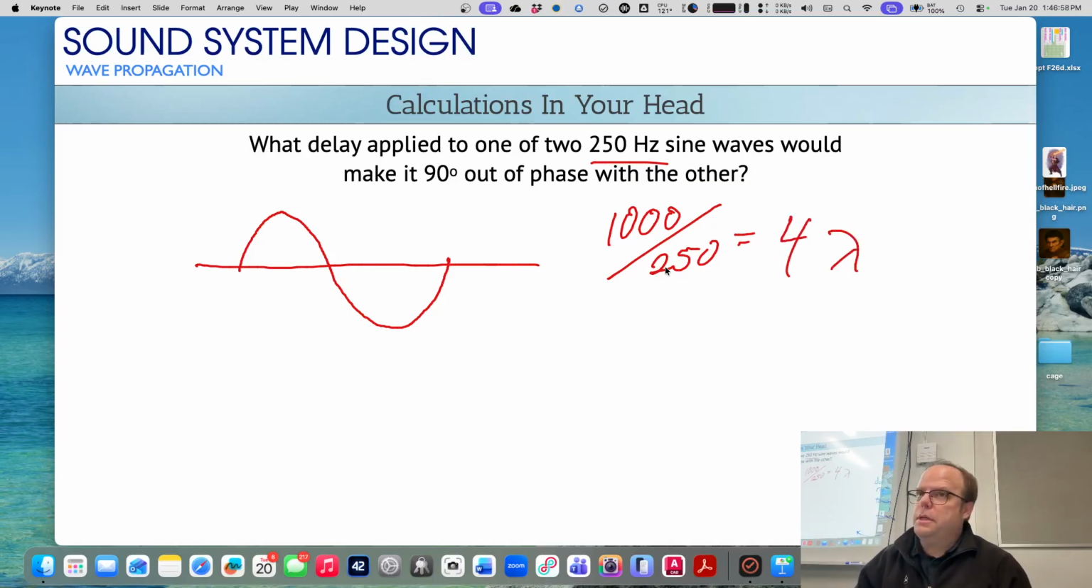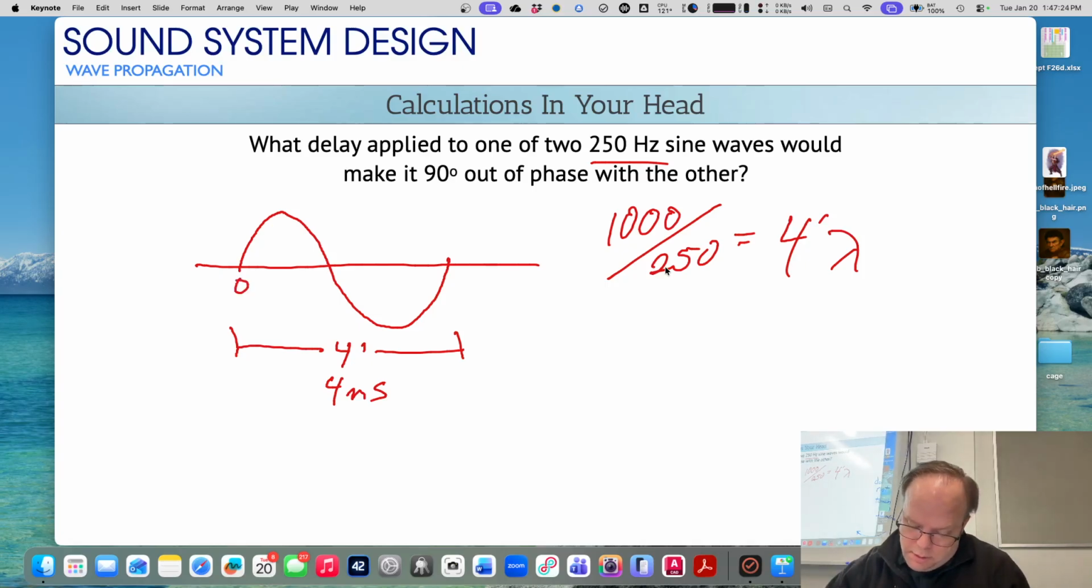And we know that it's a 4-foot wavelength. And we know that sound travels about 1 foot per millisecond when we're guessing in our head. So between here and here, that is 4 feet, or 4 milliseconds, right? So this would be 0 milliseconds of delay. This would be 4 milliseconds of delay, which means 2 milliseconds would be here, 1 millisecond would be here, and 3 milliseconds would be there. Everybody with me so far?